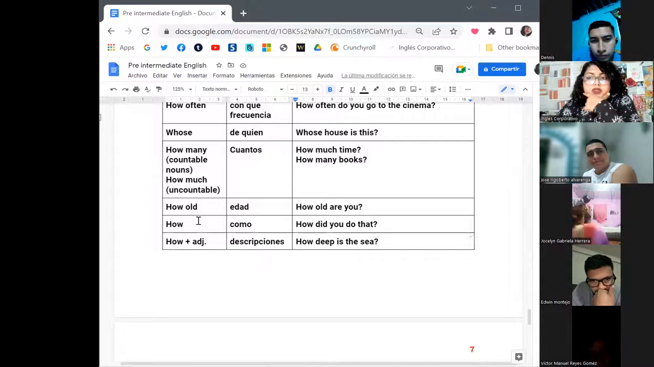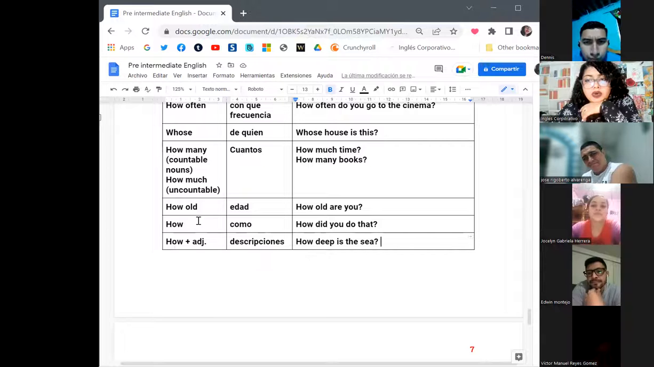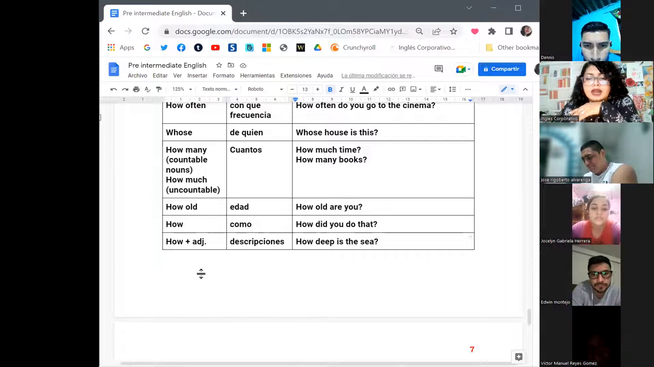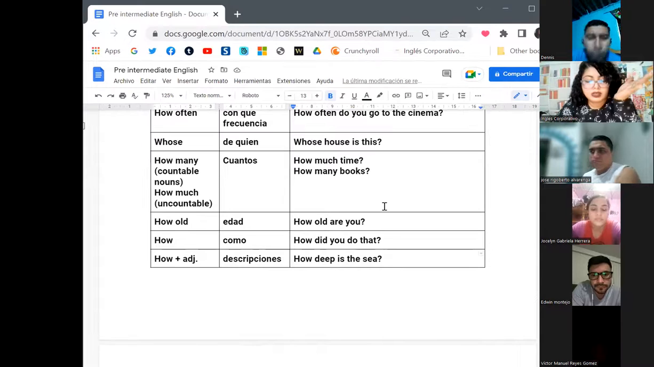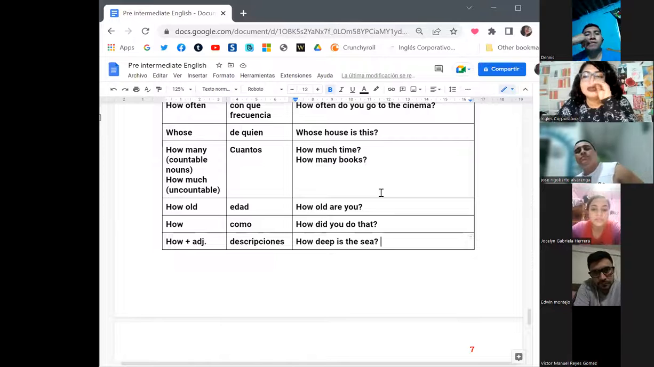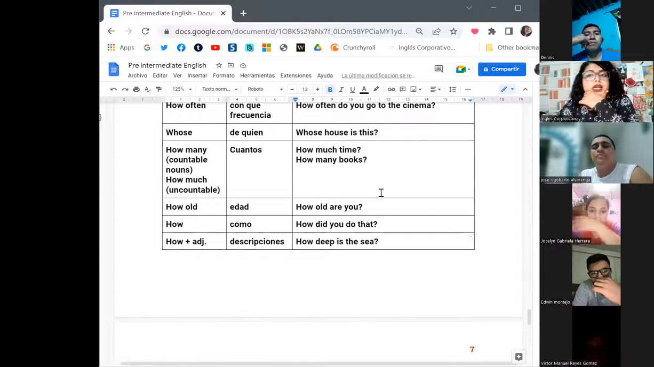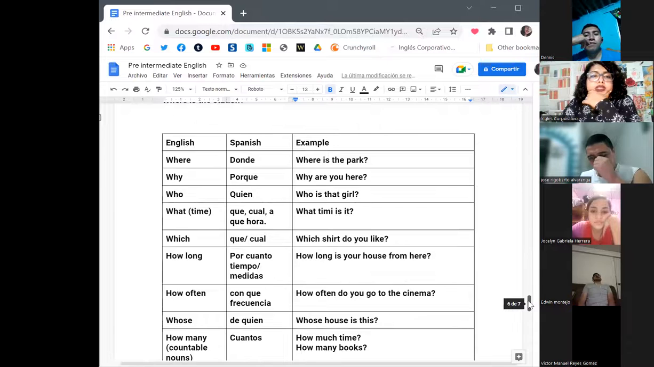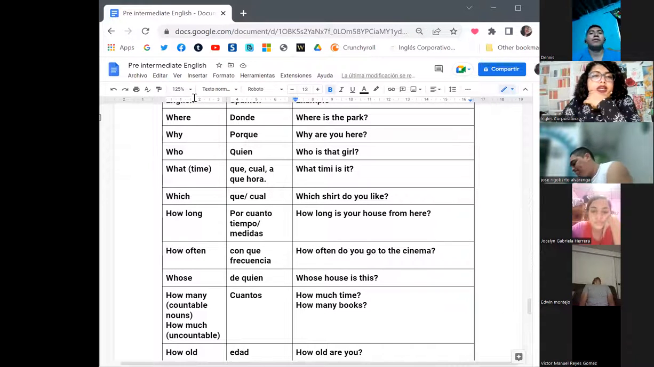And you know that the adjectives are words that can help us to give more information about a person or an animal or a thing. Los adjetivos son aquellas palabras que nos ayudan a nosotros a dar más información sobre una cosa, un animal o una persona. Y en este caso podemos utilizar la pregunta how plus adjectives to create descriptions like in the example. So we have a lot of words that we can use to create questions.